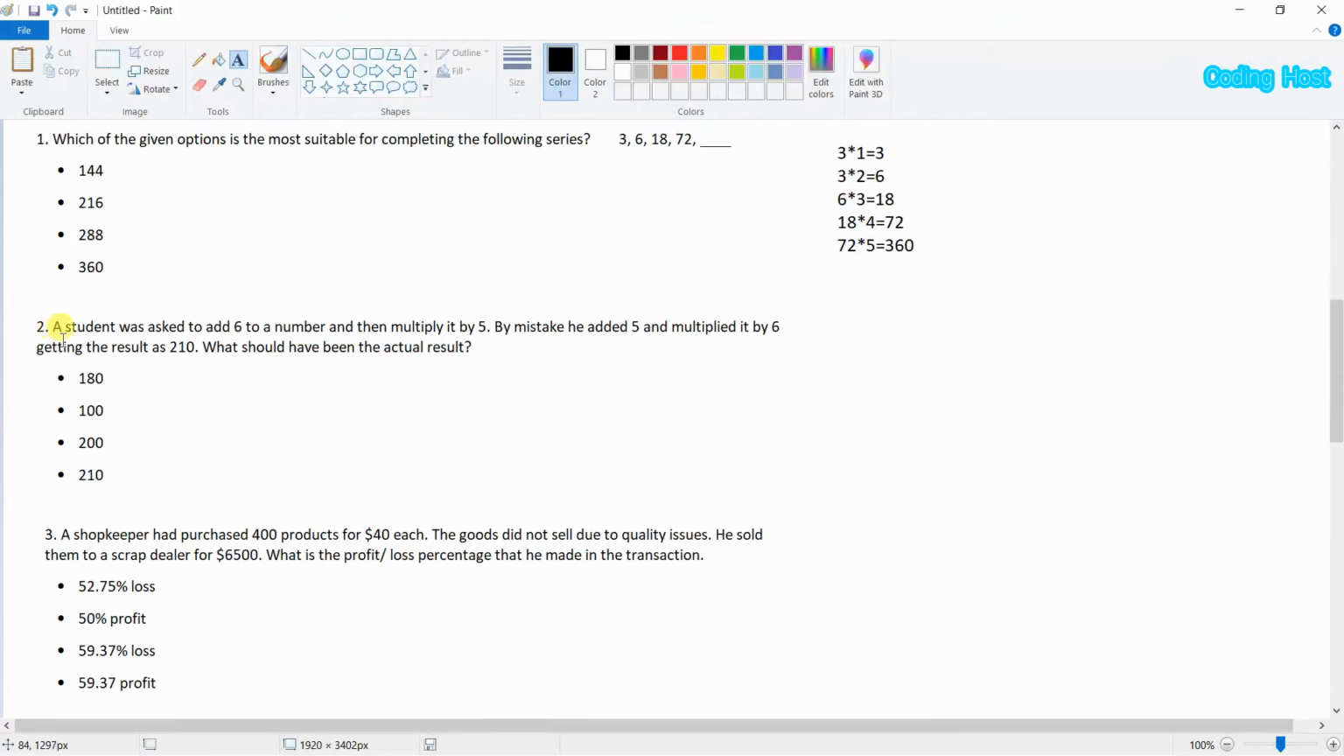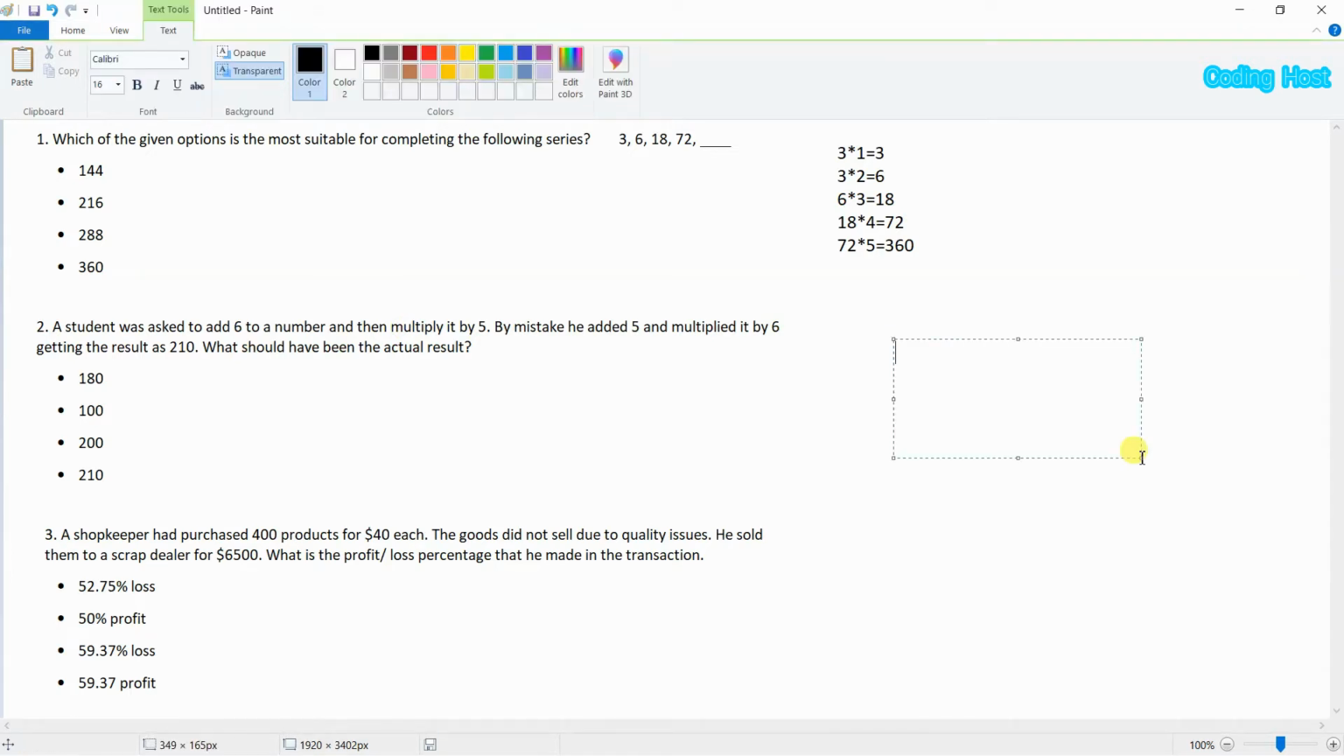After that we have a question. A student was asked to add 6 to a number and then multiply it by 5. So first let the number be x. Add 6 to it and then multiply it by 5. But due to some mistake, he added 5 and multiplied it by 6, and he got 210. So instead of adding 6, he added 5 to the number: x plus 5, and then multiplied it by 6, and he got 210.